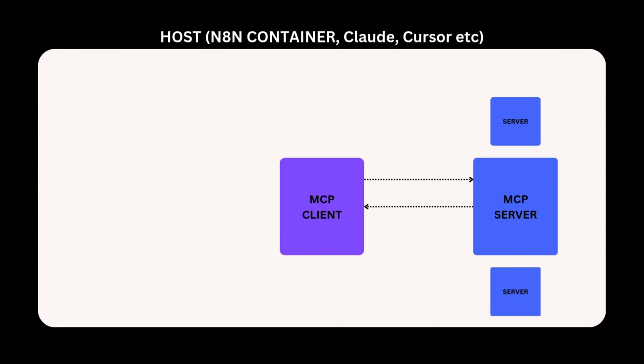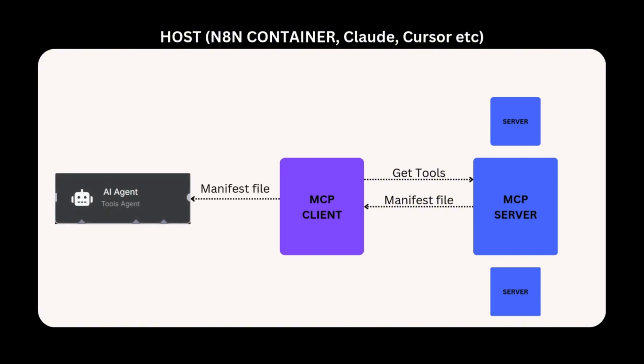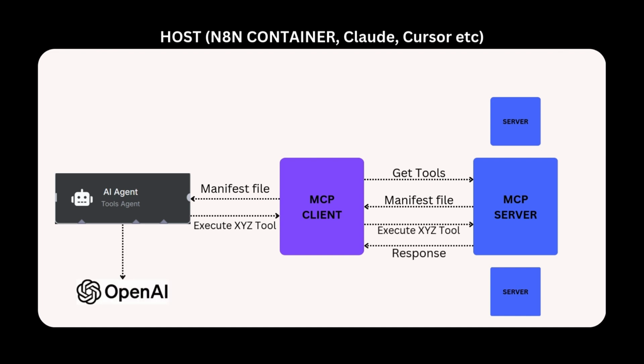So in case of N8N, its Docker container will act as the host. Now the client can call the server and get the list of all the available tools which are registered on that server. And the server can respond back with a manifest file to the client. Then the client can forward that manifest file to the AI agent, and the AI agent will share it with the LLM model. Then the LLM model will decide which function to execute based on the current query being processed. And once it's decided, the AI agent will ask this client to execute that particular action, and the client will make a request to the server. The server will execute this function and return back the response. And that's how the complete flow looks.